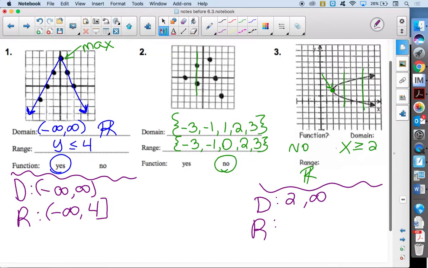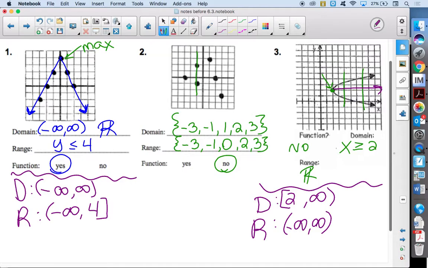So we want to start with the 2 because this is where the graph begins, and then it continues on to the right. So the first number is 2, the second number goes to infinity. And then what did you say around them? The 2 gets a bracket and the infinity gets parentheses. Right. And then we said all real numbers for the range, which is really negative infinity to positive infinity. Any questions?